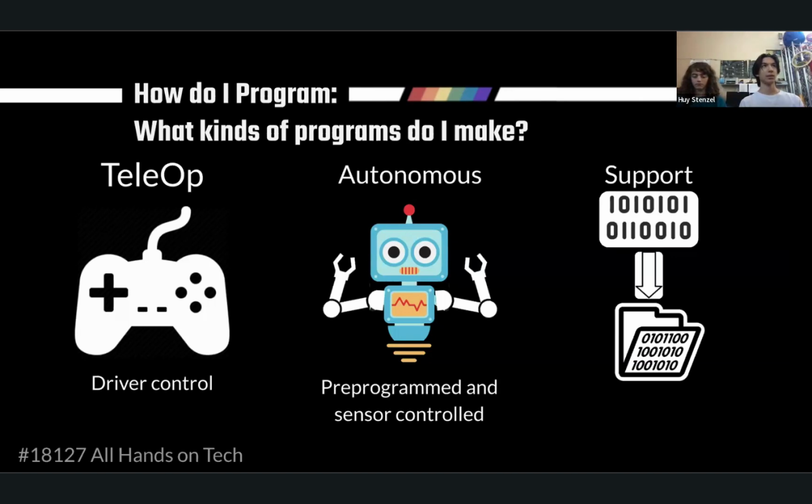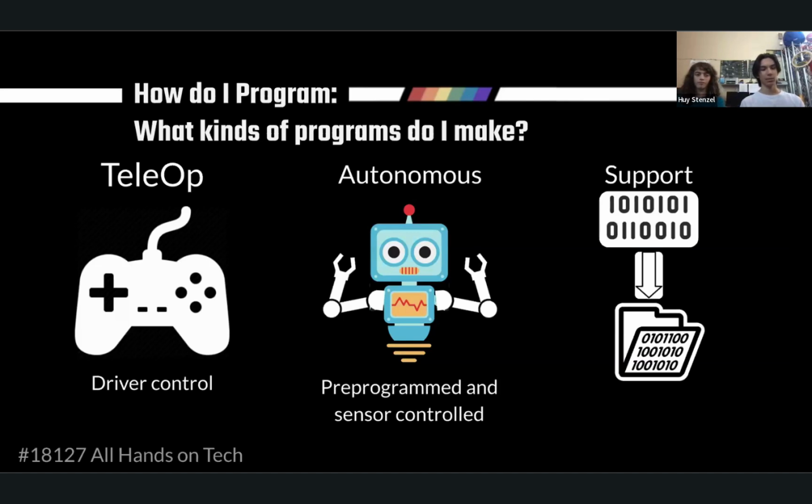And the second type of program is an autonomous program. And these programs control your robot without driver input. It consists of pre-programmed movements and sensor input to tell your robot what to do. And those two are called op modes, operational modes, and those are the basics of your FTC program.